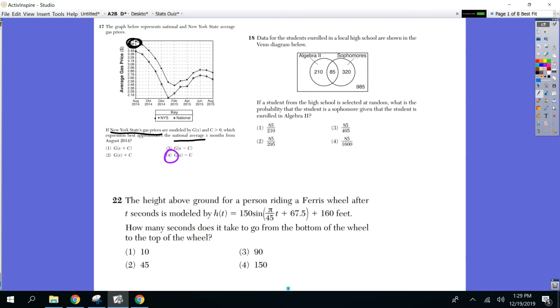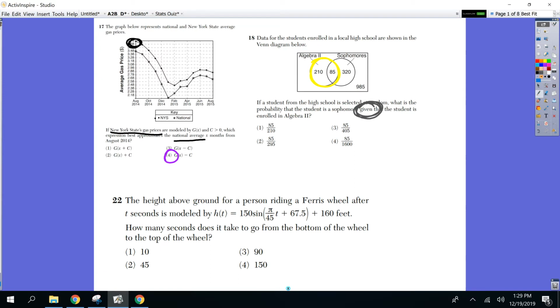All good? Okay, how about this Venn diagram one? What's the probability of students a sophomore? There it is right there. There's the huge one about given they're already enrolled in Algebra 2. So you should not be looking at this entire Venn diagram. You're only looking at what? Algebra 2. They're already in Algebra 2.